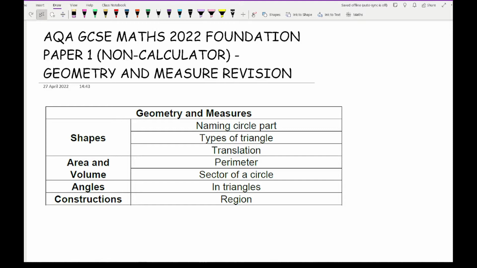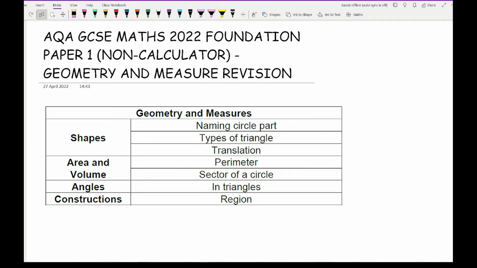Beyond the diameter, radius, and circumference, you also need to look at tangents, chords, sectors, and segments. When it comes to types of triangle, it's recognizing equilateral triangles, isosceles triangles, scalene and right angle triangles, and knowing all about their properties. Translation, you're probably looking at that type of transformation.